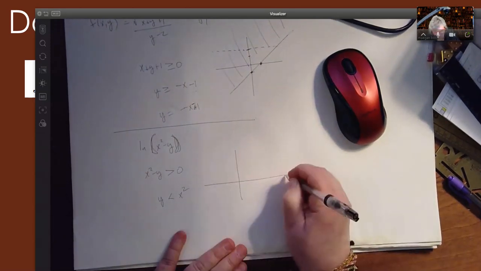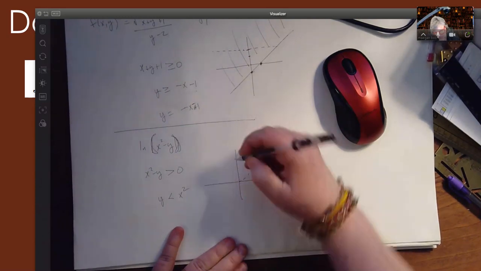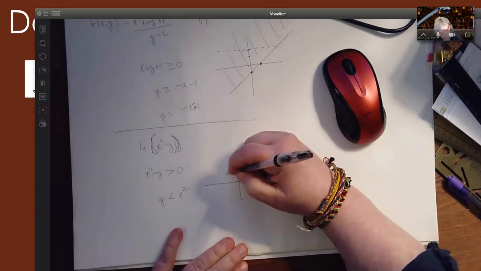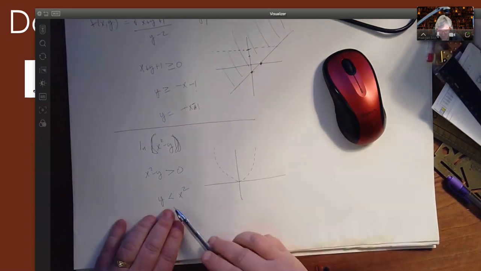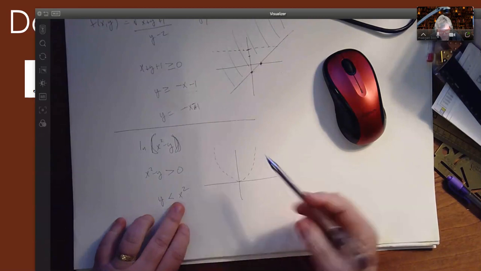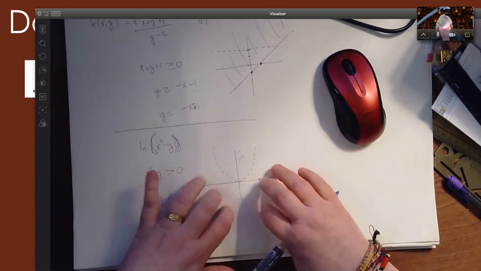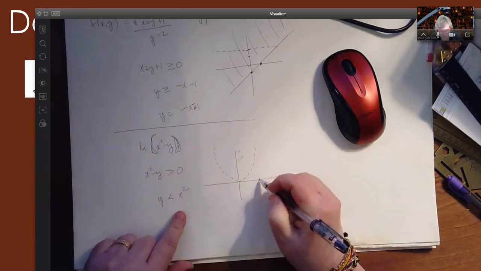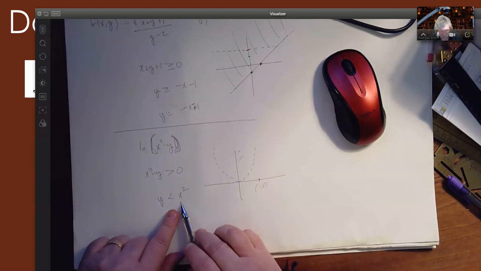Graphing this, I know that I have x squared, our average Joe parabola. Now, pretend that's a parabola. y has to be less than x squared. So it's either going to be inside the parabola or outside the parabola. If I stick in, let's say this is 1, 0. If x is 1 and y is 0, this statement is true.